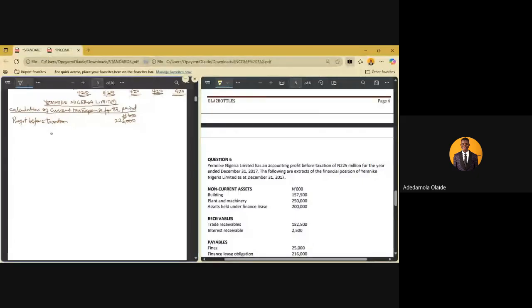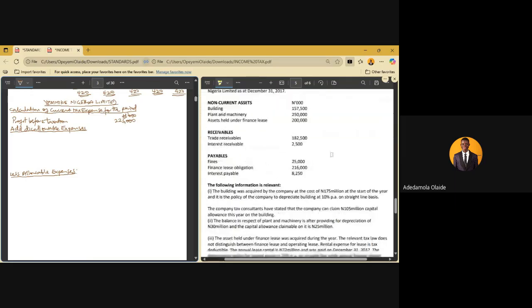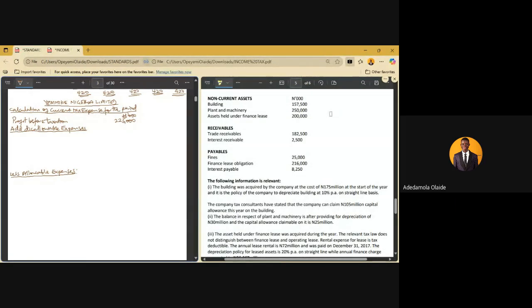225 million. We had disallowable expenses. We'll add disallowable expenses and we'll less allowable expenses or allowable items. So RDB, they gave us SOPL. It would have been much easier, but they gave us only SOFP. We just take the notes one after the other.